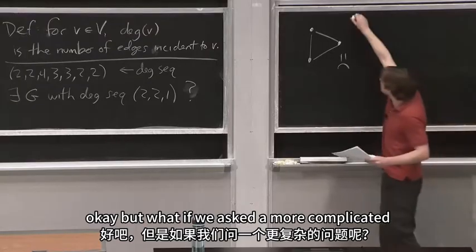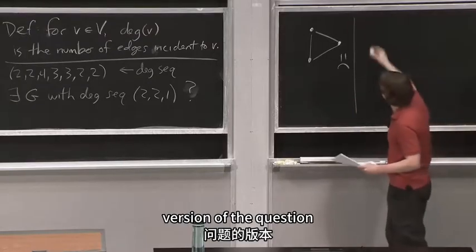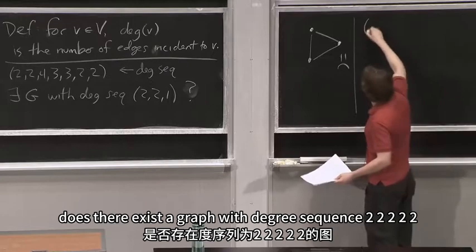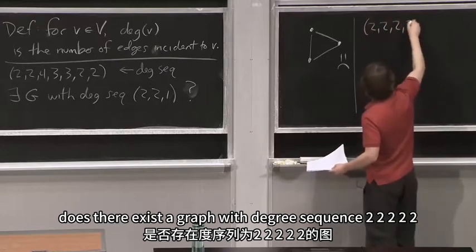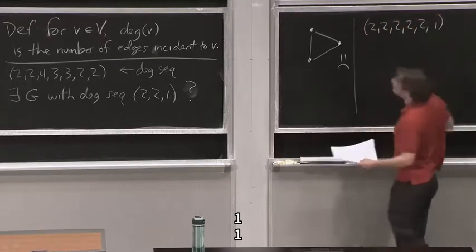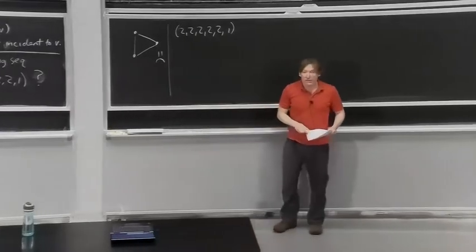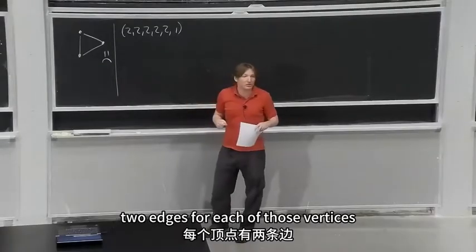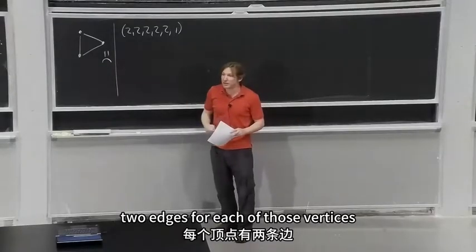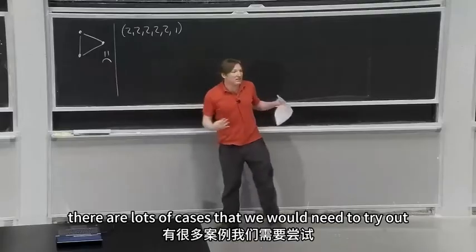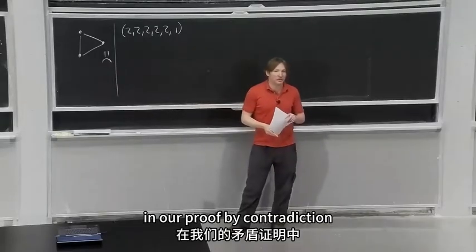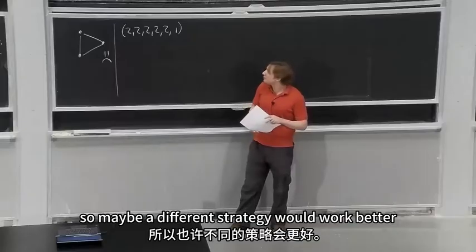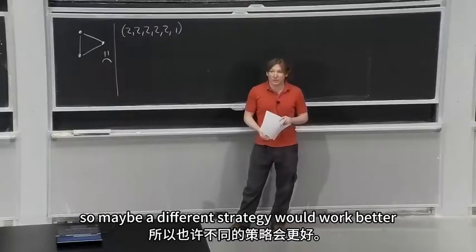Okay, but what if we asked a more complicated version of the question? Does there exist a graph with degree sequence 2, 2, 2, 2, 2, 1? This time there would need to be 6 vertices, and now there are lots of ways that we could choose 2 edges for each of those vertices. So there are lots of cases that we would need to try out in our proof by contradiction. So maybe a different strategy would work better.